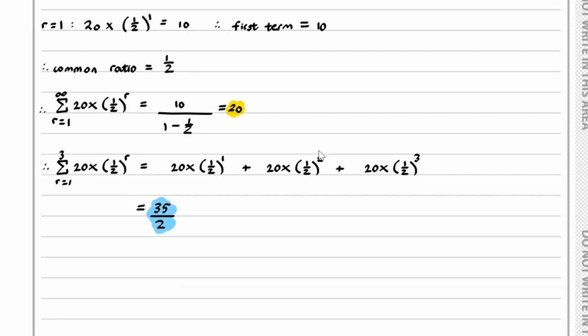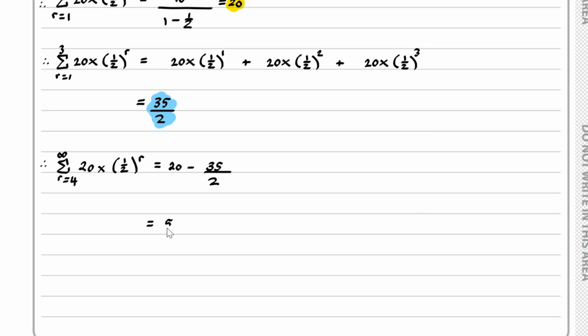And therefore, we can conclude over here that the sum from r equals 4 to r equals infinity of 20 times by 1/2 to the power of r, that's equal to 20 minus 35/2. It turns out we get 5/2. Okay, so our final answer is 5/2.